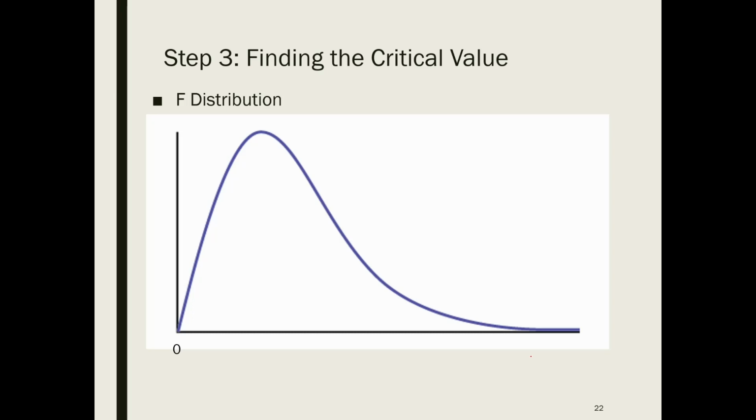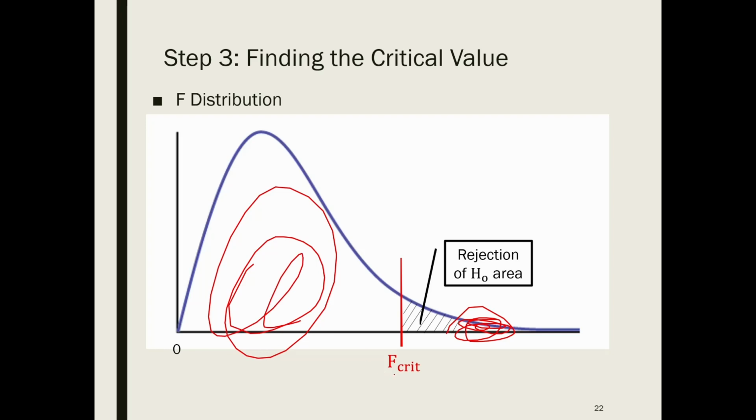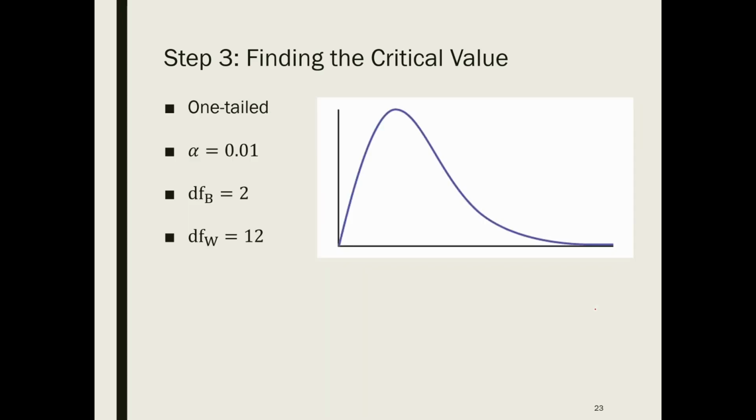Now we're going to find the critical value. This is the F distribution, same logic as the chi-square. If the obtained F value is larger than the critical F value, in these areas, then we reject the null hypothesis. If the obtained F value is less than the F critical value, we accept the null hypothesis. It's just the same logic. So what do we do here? Again, this is just one tail. Alpha level 0.01, degree of freedom between groups is 2, degree of freedom within groups is 12.